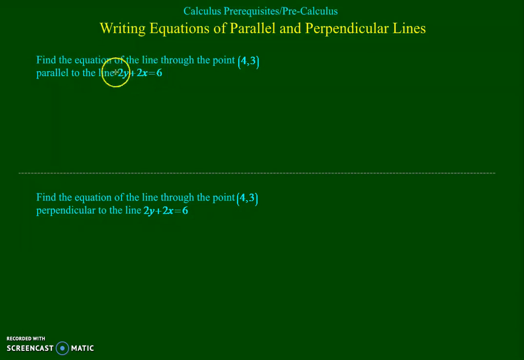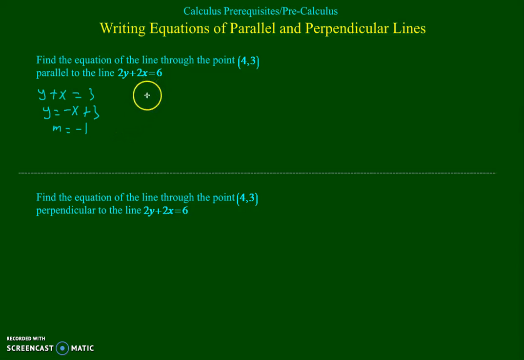First thing, let's divide everything by 2 so that we can simplify this and make it a little easier to manipulate. So dividing everything by 2, we have y plus x equals 3, and then y equals -x plus 3. So our slope is -1. That's the slope of this line. And we want the equation of a line through this point parallel to that line. So that means we need the slope equal to -1.